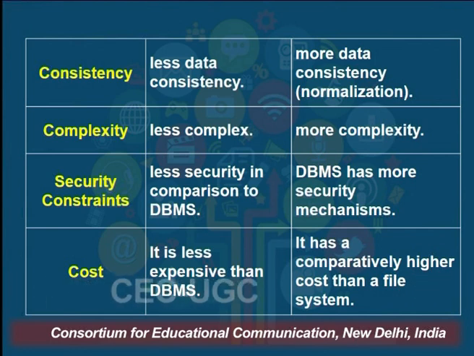Complexity: with so many fewer features, your file system is a less complex thing, while DBMS, along with all its features, involves more complexity. Coming to security constraints, there is less security in a file system as compared to a database management system, while DBMS has more. Now, why does DBMS have more?